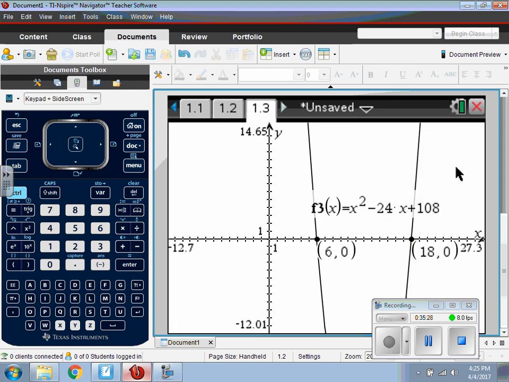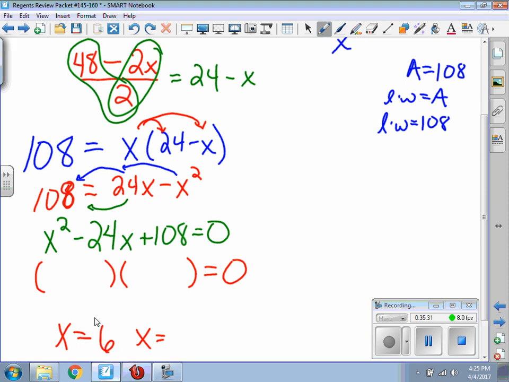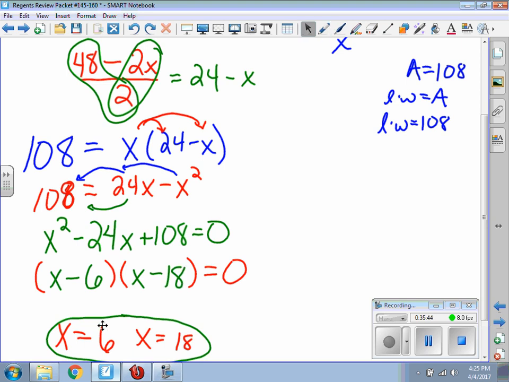So if 6 and 18 are my answers, keep the signs the same. Don't go flipping the signs. Flipping the signs happens when we write our binomials: x minus 6, x minus 18. The only thing left to write: x minus 6 equals 0, x minus 18 equals 0. When we solve those little one-step equations, that's where the signs would change to a positive 18 and a positive 6. So our width and our length must be 18 and 6.